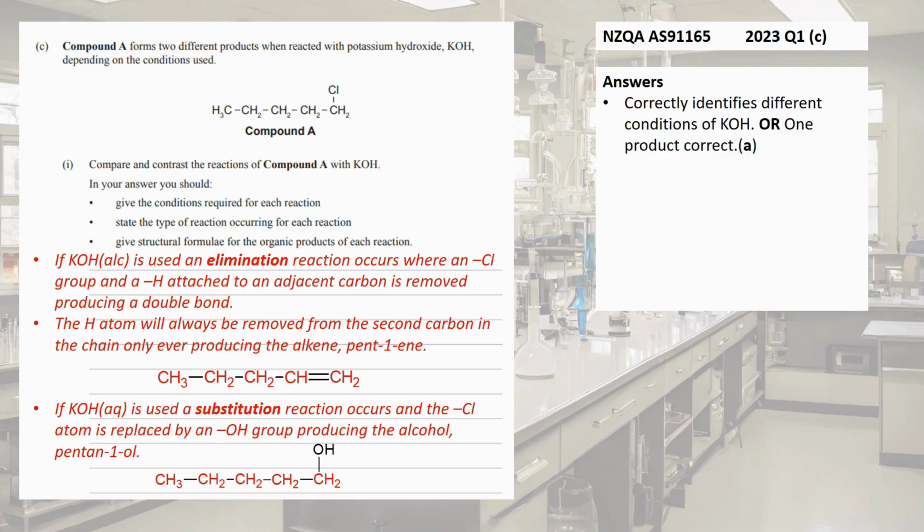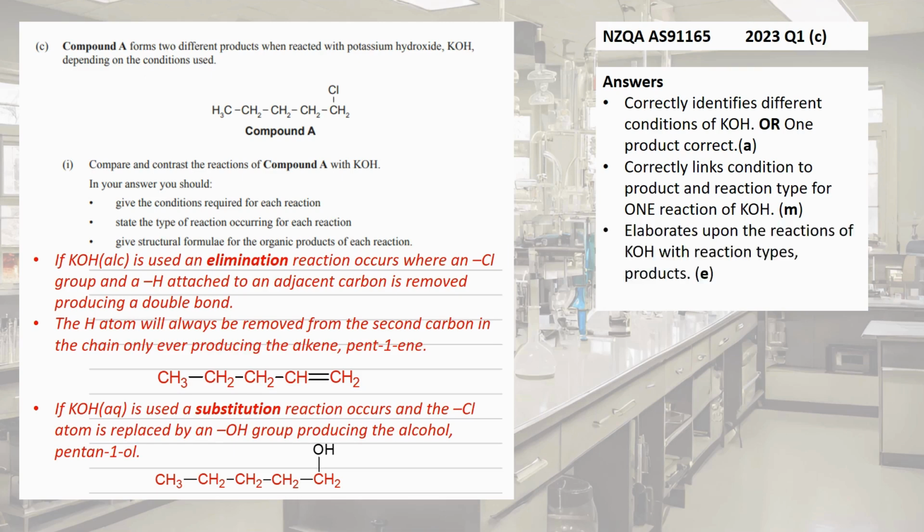So when we mark this, if we talk about there are 2 different conditions, KOH alcohol, KOH aqueous, which they didn't tell us, they give us an achieved. If we had one of the products correct, they would also give us achieved, but only an achieved for one of these ideas. If we correctly link the condition of the product to the reaction type, so if we said KOH alcohol was elimination, for one reaction we get a merit. Okay, that seems pretty straightforward, pretty easy, that one. If we elaborate upon the reactions of KOH with reaction types and products, so if we actually do the full thing here, then we're going to get the excellence.